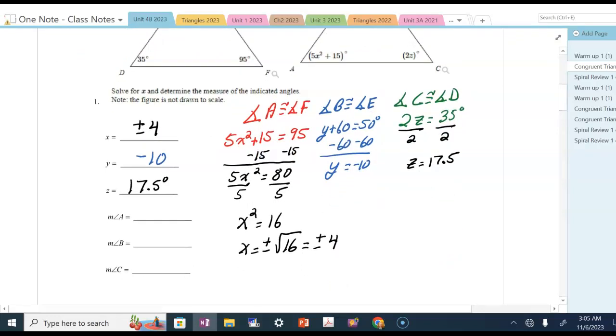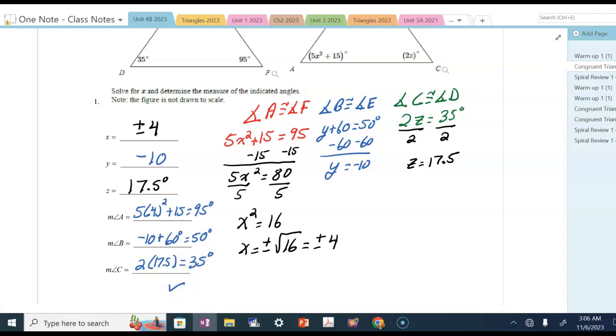Now to check it, I'm going to substitute those numbers back in. So angle A, I'm going to do 5 times 4 squared plus 15. And when I do that on my calculator, I do get 95. Angle B is negative 10 plus 60, and that is 50. And angle C is 2 times 17.5, which is 35 degrees. So this is a nice check.